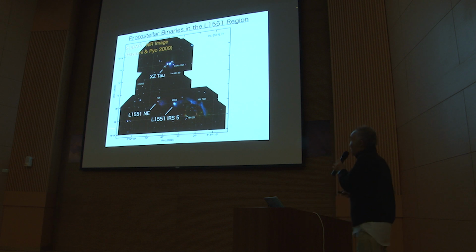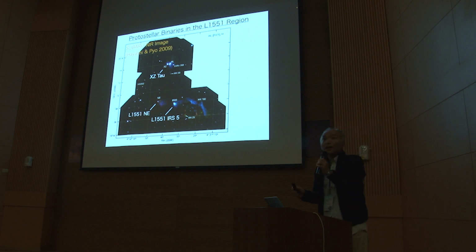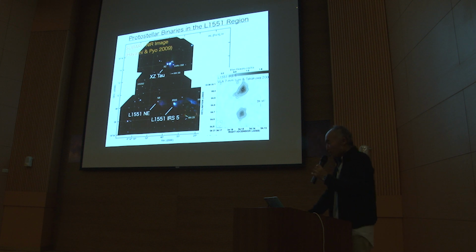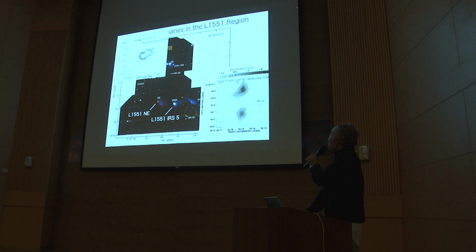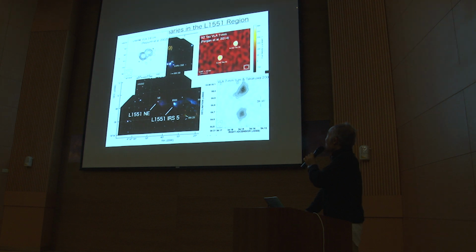First, L1551 IRS5 and NE are class 1 protostellar binaries, and XZ Tau is considered to be a class 2 binary. This is a VLA image of IRS5 and NE, and also XZ Tau. These are from VLA observations of these sources.